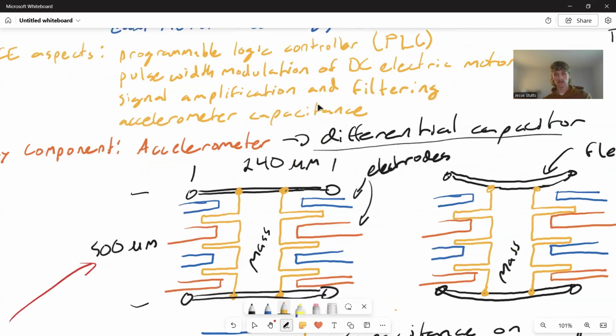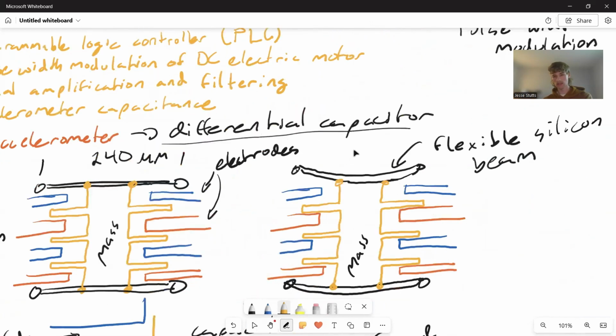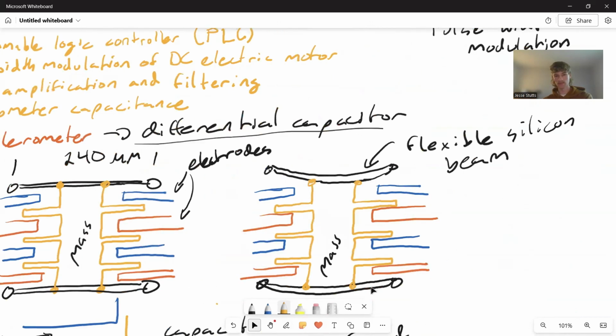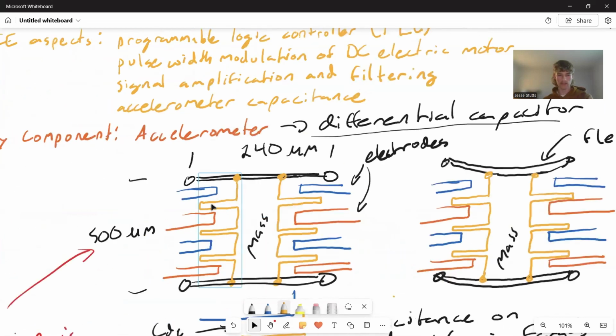So looking at the accelerometer, it is a differential capacitor. So you have this mass right here that when the acceleration acts on it, it bends this flexible silicon beam here. And these have a known elasticity. So the acceleration is known from the beam deflection. And the way it reads that is with these fingers and these two separate sets of electrodes here.